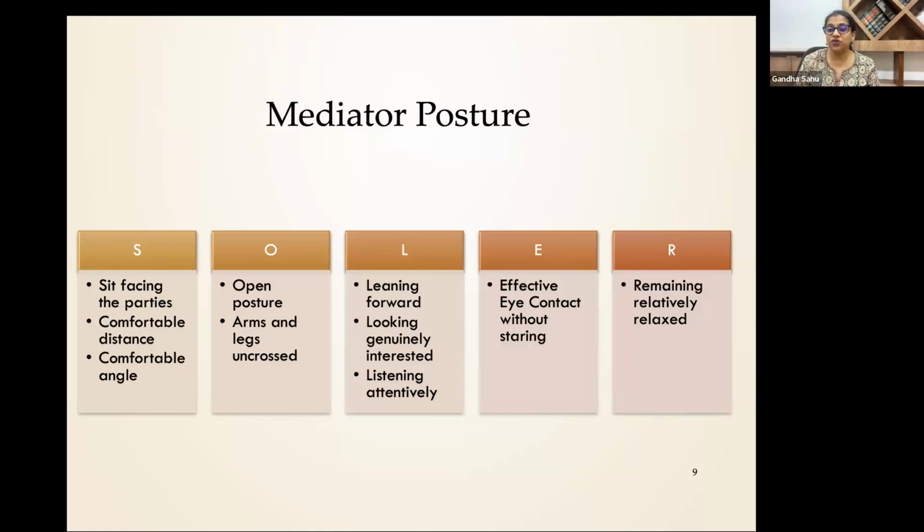L is for leaning forward. If you realize that if you're really interested in something that someone is saying, automatically you'll lean forward a little bit, not a lot, but a little bit. So watch yourself when you're in a conversation that's really interesting, and try and emulate that body language to be seen as somebody who's truly interested, looking genuinely interested and listening attentively.